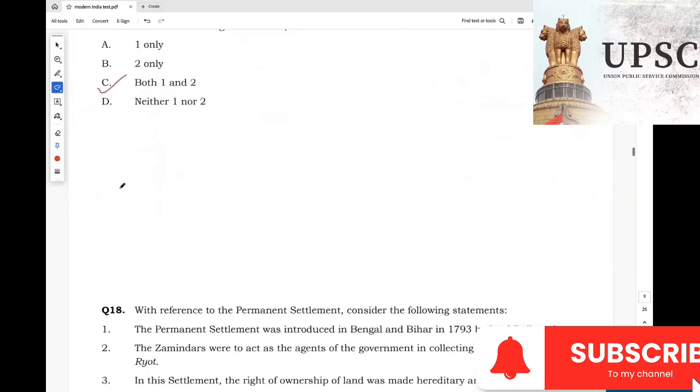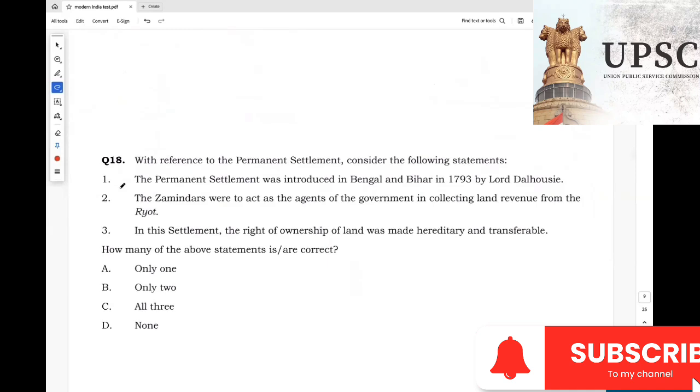So option is C. With reference to the permanent settlement, right? Consider the following statement. The permanent settlement was introduced in Bihar and Bengal in 1793 by Lord Dalhousie. I mean, you can't even take a chance to make this the correct statement. 2-3 things. Number 1, it is not 1793, right? Although some books say it's 1793, it was introduced a year before that. And secondly, it was not Dalhousie, it was Cornwallis.